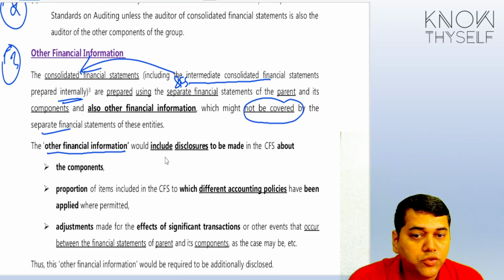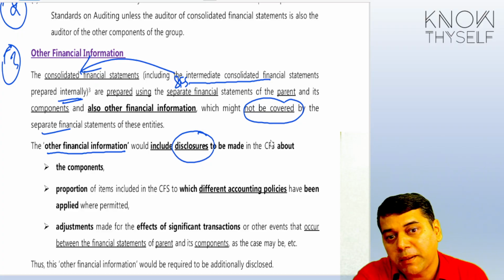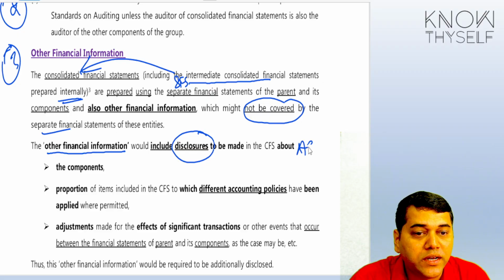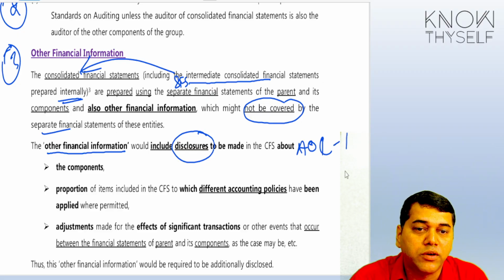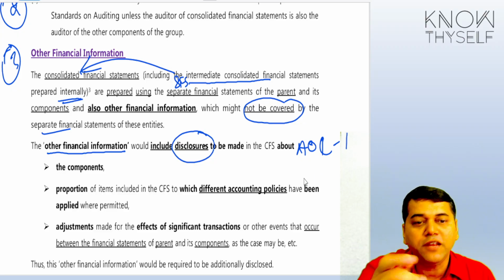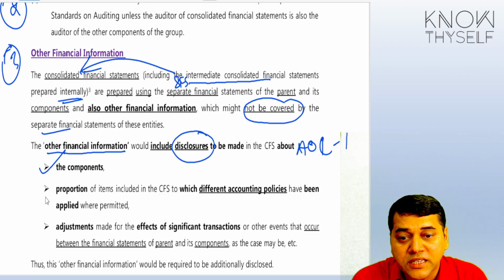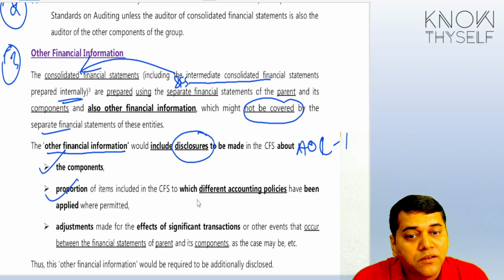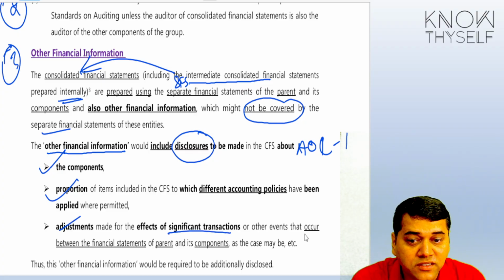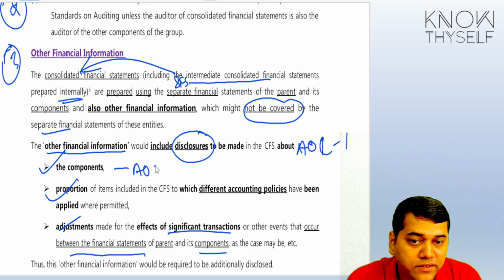Now, other information would include certain disclosures to be made in the CFS, which is not part of your SFS, like AOC1. You tell me, students, form number AOC1. Is it applicable for any of the SFS? No, it is applicable specifically for CFS. Now, what is that? You are going to tell components, their proportion of the items with the different accounting policies that we applied, adjustments to significant transactions that occur between the parents' financial statements and this. Okay, so those information, like information about components, we can say AOC1.